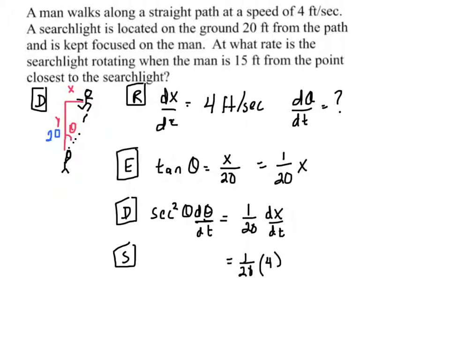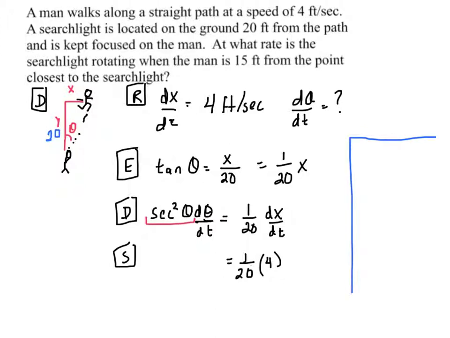Unfortunately, the other side is not as easy. But we can use what we know about trig here to get a value of secant squared theta. That's what we need to do here. We need to somehow have a value for this so we can divide both sides and solve for d theta dt. So here's what I'm going to do. I'm going to do a little work right over here.